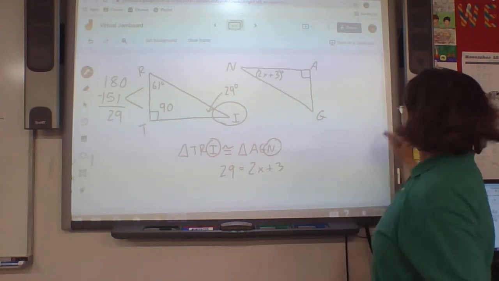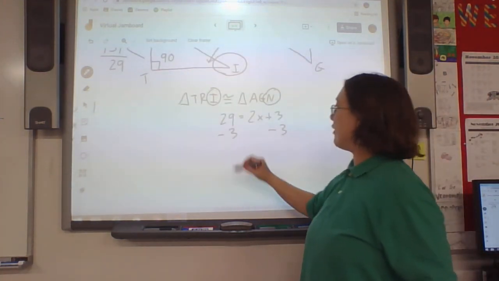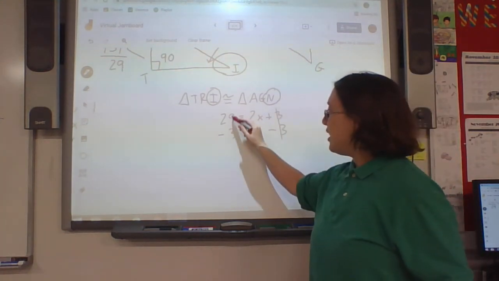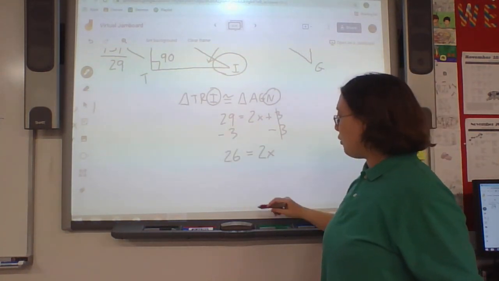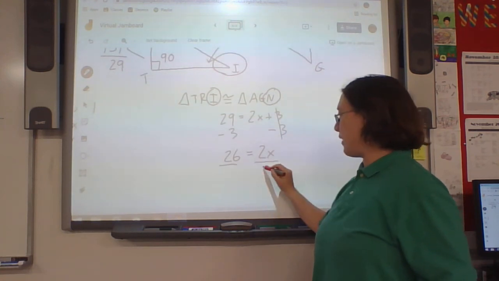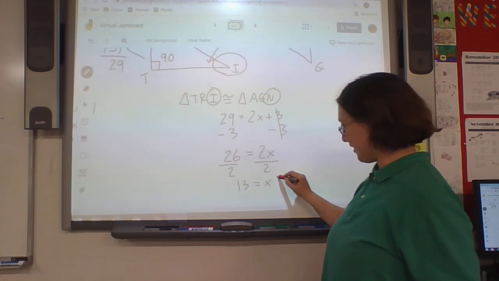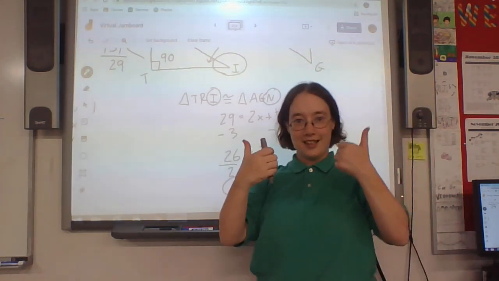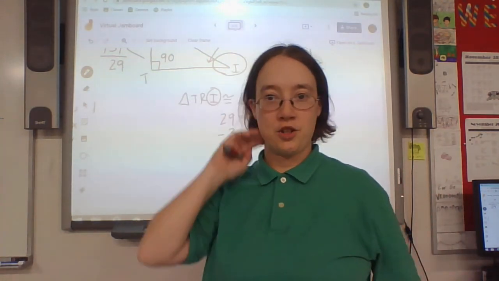And now we're solving. So we're going to take that 3. We're going to subtract it because we're getting rid of n. These are gone. 29 minus 3 gives you 26. We got 2x. We're dividing by 2. And boom, x is 13. Yay. All right. So that's pretty much it for congruent triangles.